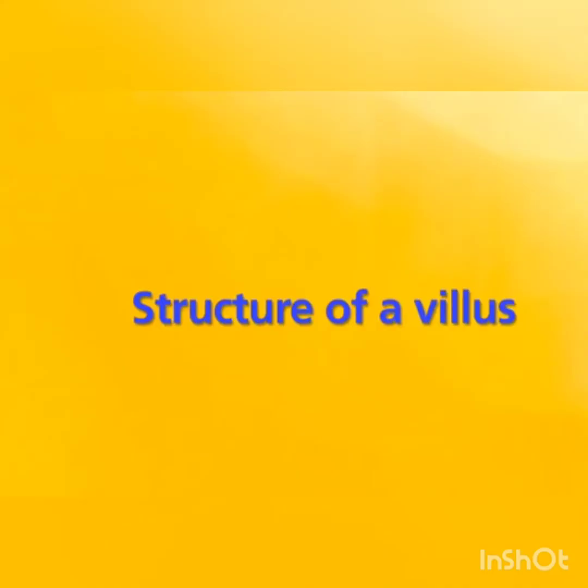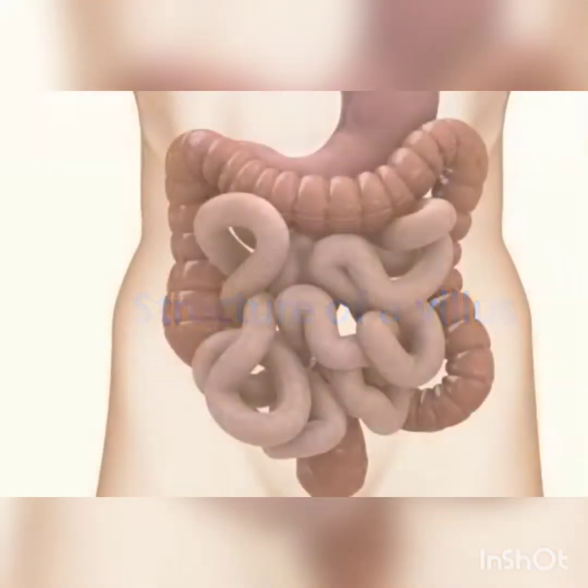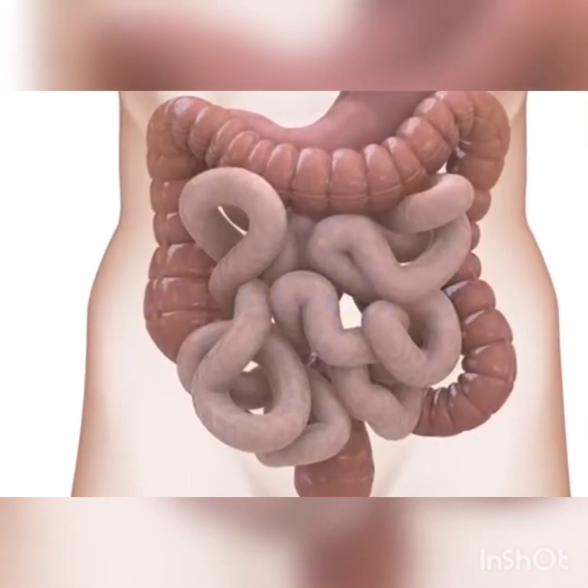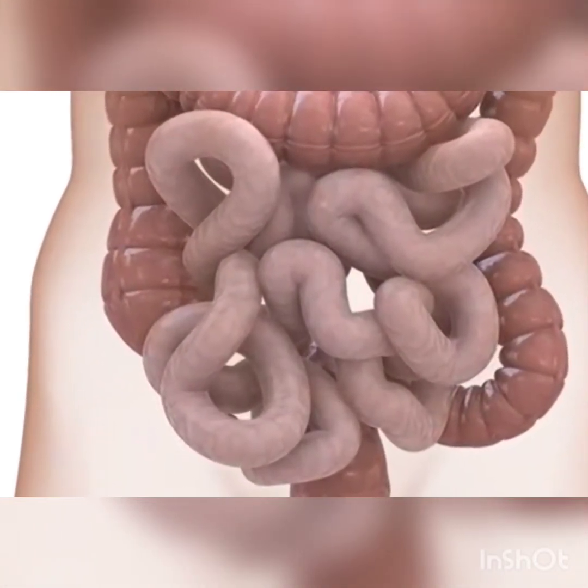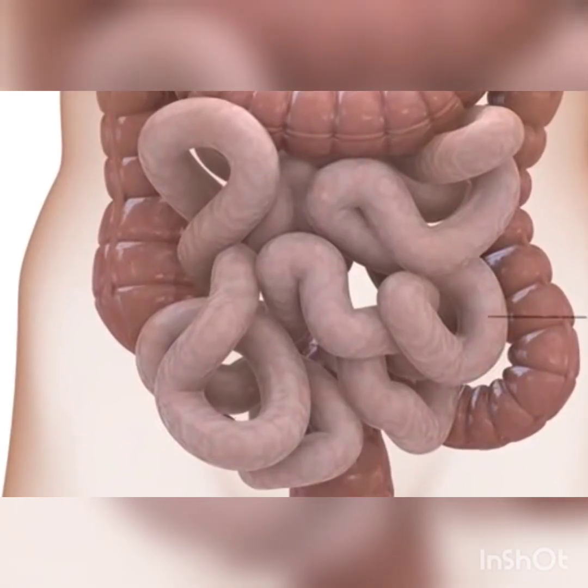Then the next one is absorption in the small intestine. The digested food can now pass into the blood vessels in the walls of the intestine. This process is called absorption. In our body, absorption of food mainly takes place in the small intestine.